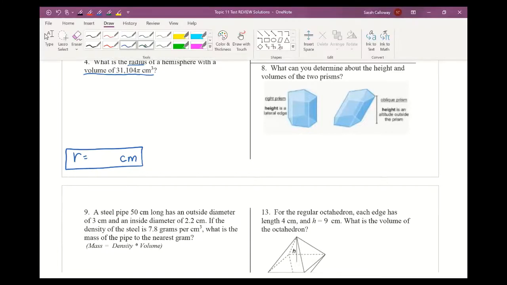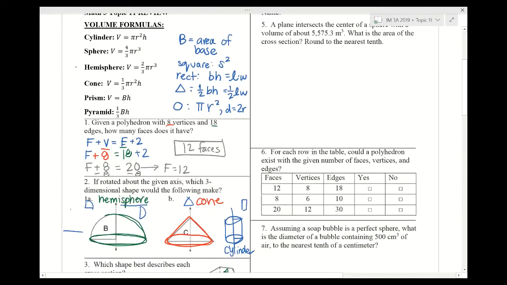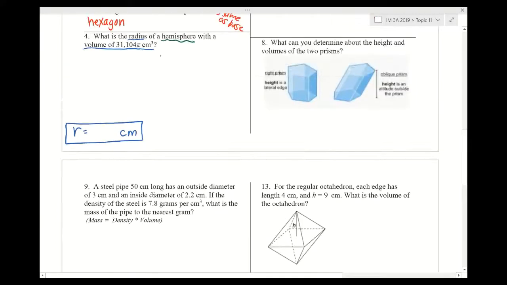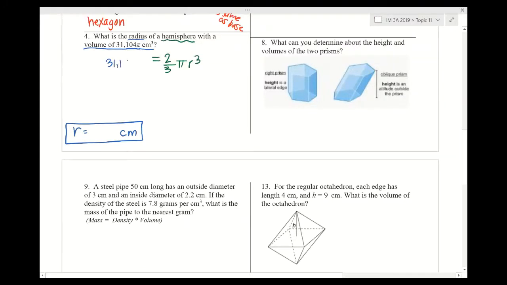If we look at our formulas, the volume of a hemisphere is 2/3 pi r cubed. So we're going to use 2/3 pi r cubed as the volume of a hemisphere. We know that the volume of this particular hemisphere is 31,104 times pi. Okay, so our cubic centimeters, we already allotted for that in our answer box to show that the answer in the radius is going to be in centimeters.